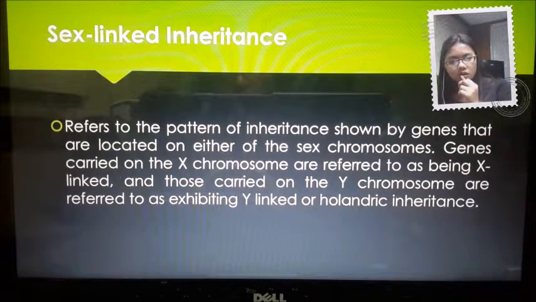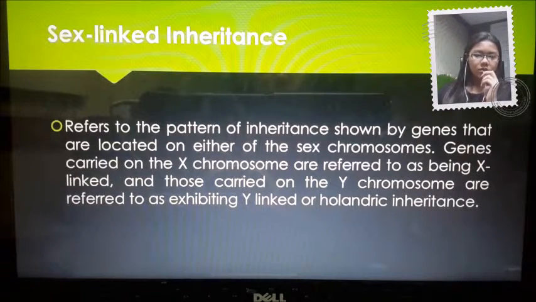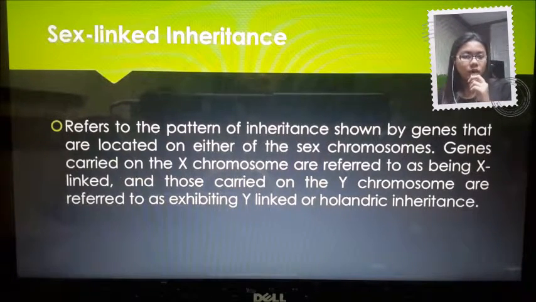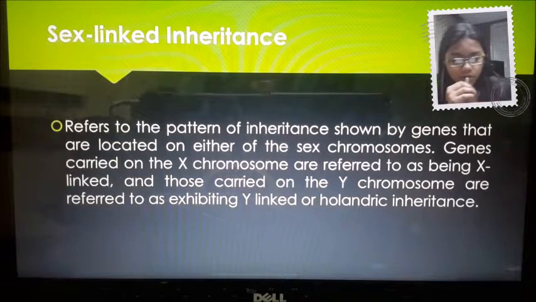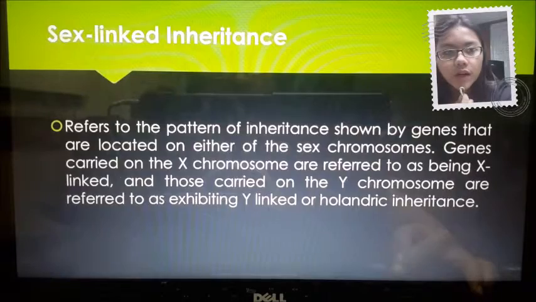Genes carried on the X chromosome are referred to as X-linked, and those carried on the Y chromosome are referred to as exhibiting Y-linked or Hollandic inheritance. Okay, next.